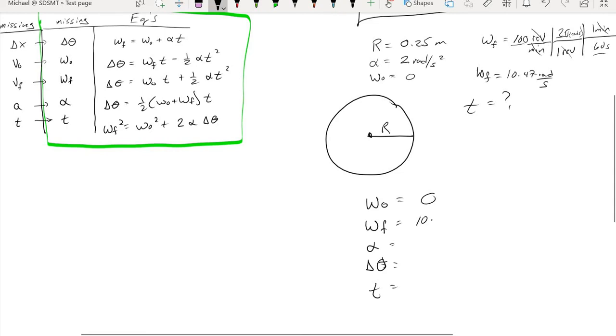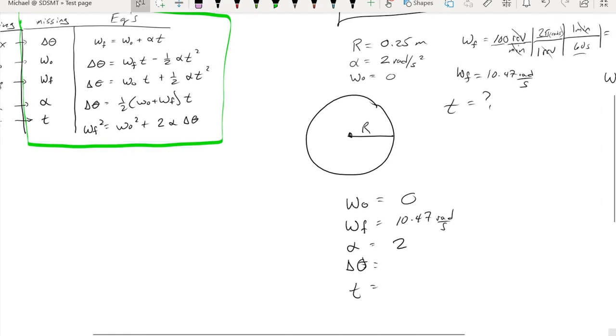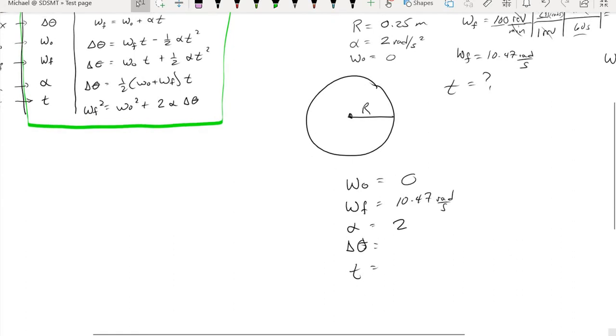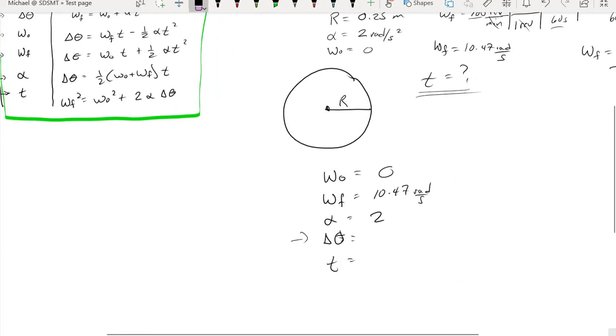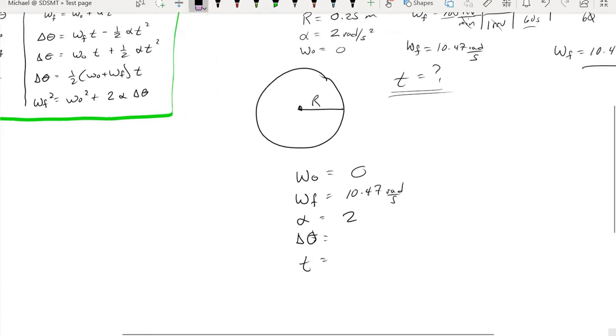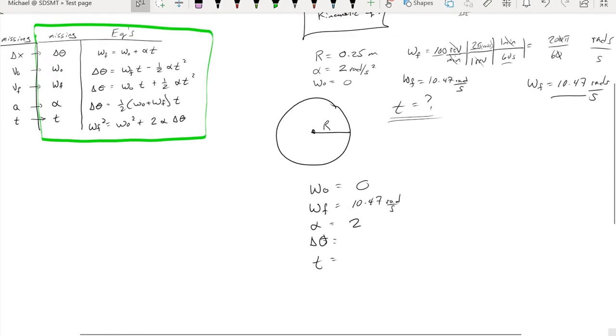We have 0. We have 10.47. We have 2. And for kinematics to work, we need 3 pieces of given information, and we can solve for the other 2. And that's what I have here. We were asked to solve for the time, but we could also solve for the angular displacement. So we might as well do both just to get in a little bit of practice. We'll start with the time.